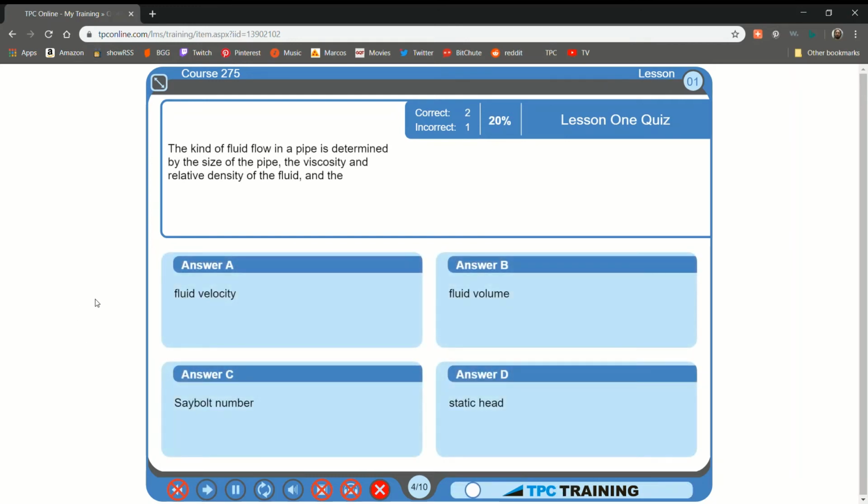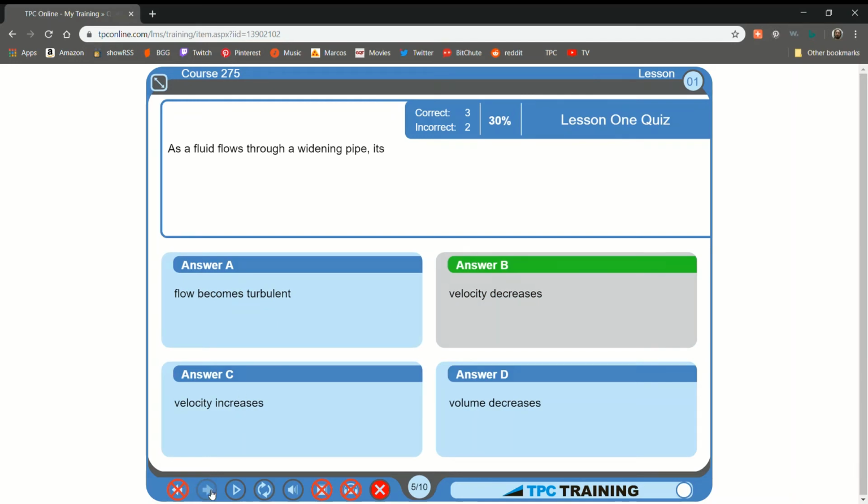The kind of fluid flow in a pipe is determined by the size of the pipe, the viscosity and relative density of the fluid, and the... That is incorrect. As a fluid flows through a widening pipe, its A, flow becomes... That is correct. The circulation of an enclosed fluid caused by uneven temperatures is called A, conduction, B, convection, C, head flow. That is correct.